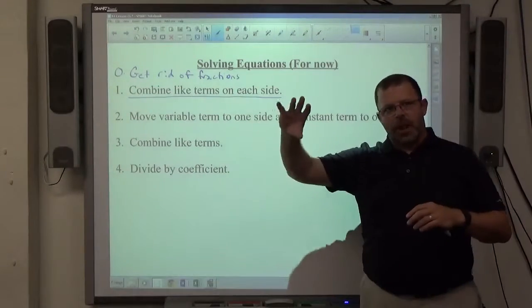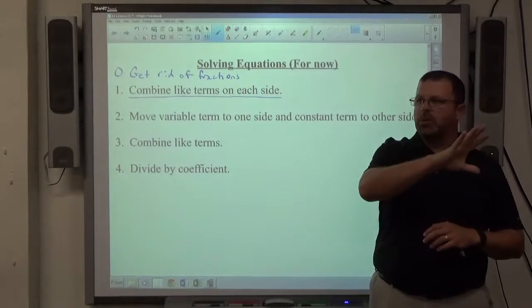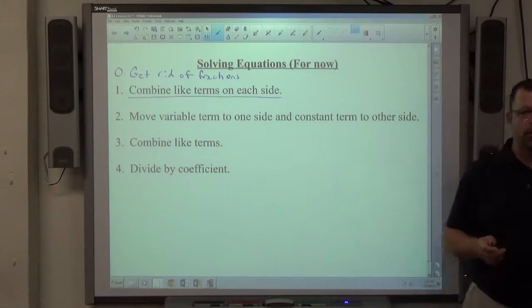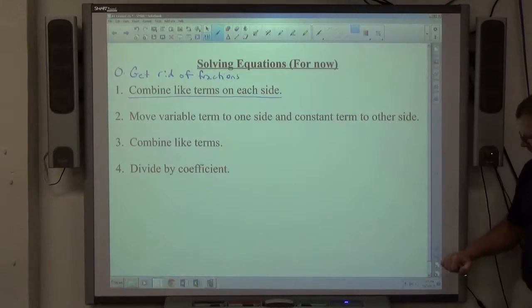That'll create two x terms on one side, two numbers on the other side. Combine like terms again, and then divide by the coefficient. Whatever number's in front of x at that point, divide by it and get the answer.